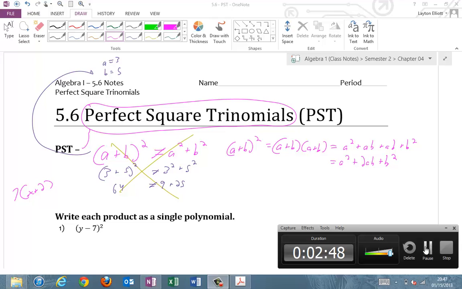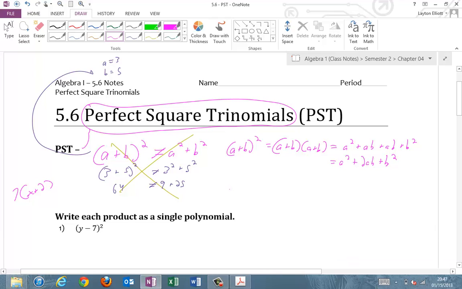So that's a lot of intro for what just amounts to a few problem types. But let's do one more. We've got a minus b quantity squared is equal to a minus b times a minus b. And that leads to a squared, then minus ab minus ab, so minus 2ab, plus b squared.